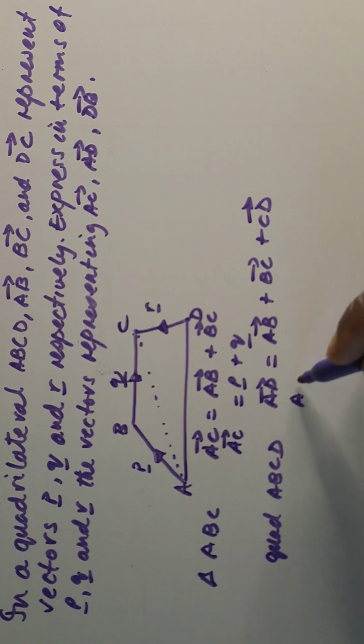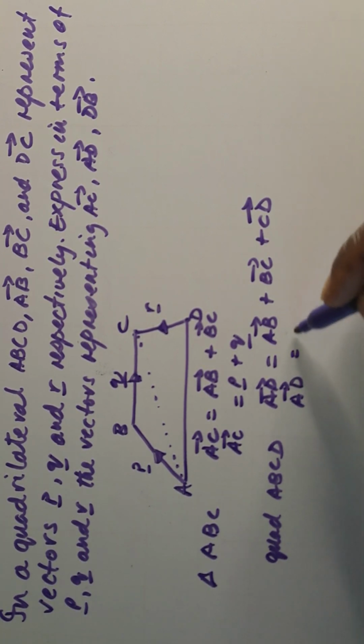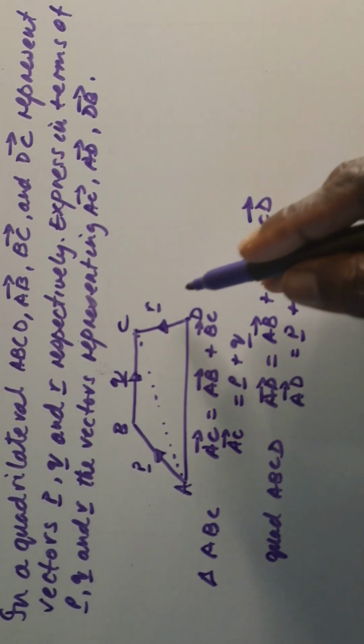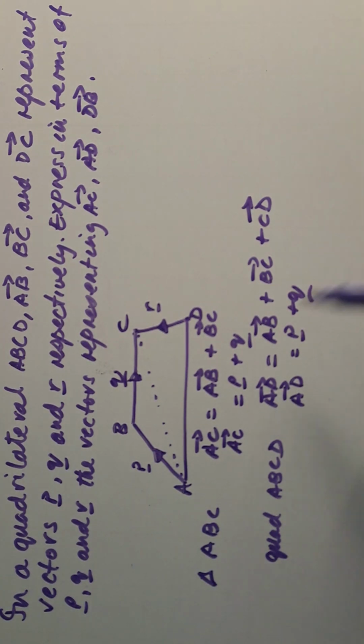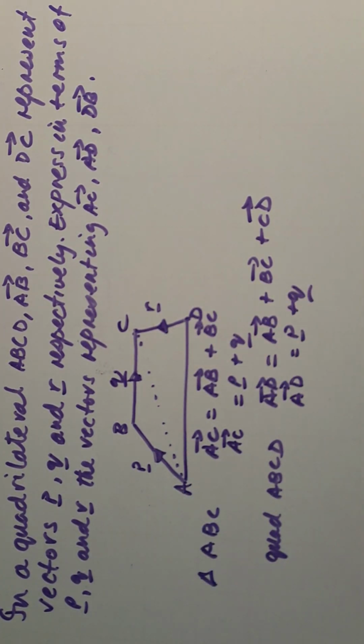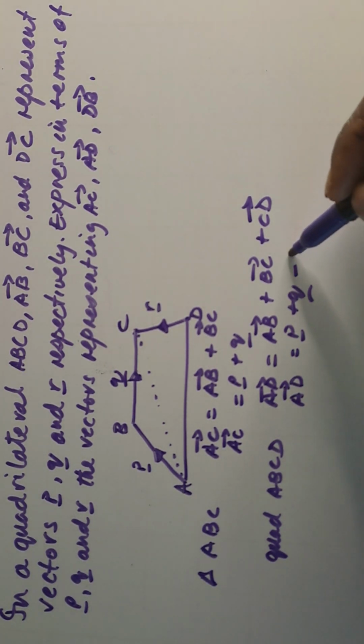So we have that AD, the displacement AD, can be expressed as P add Q, and we're going from C to D, which is going opposite to the direction of the vector R. So we have minus R.